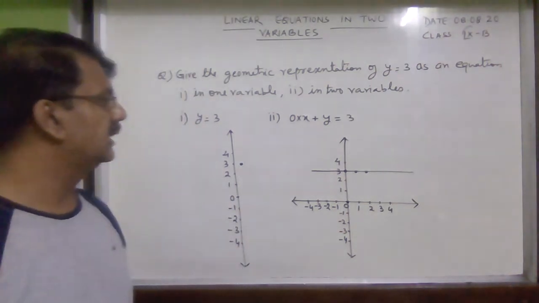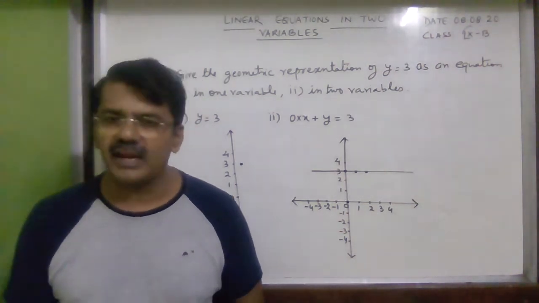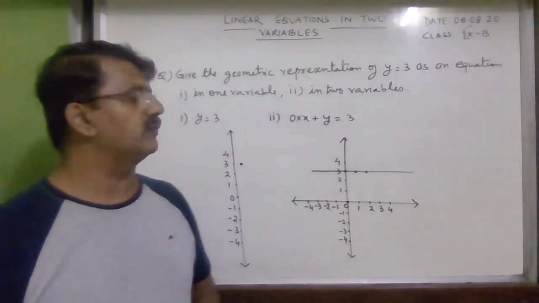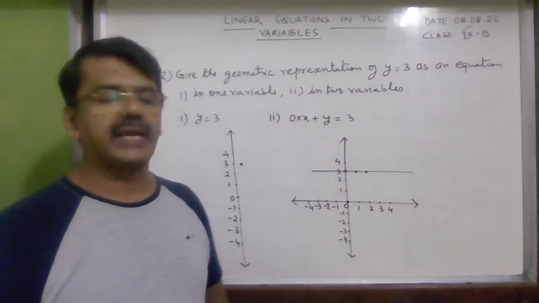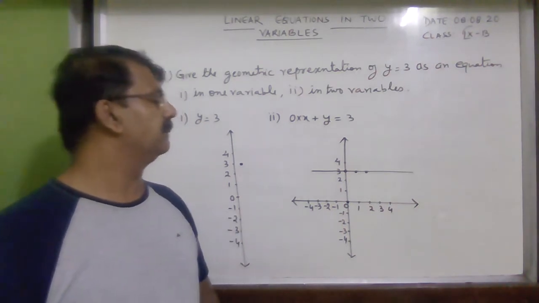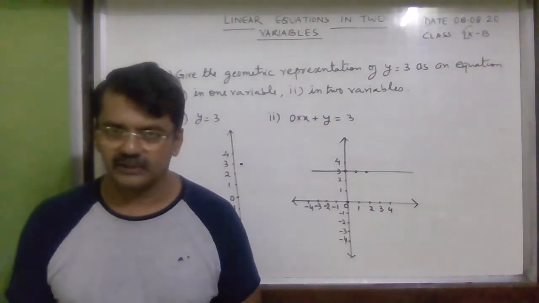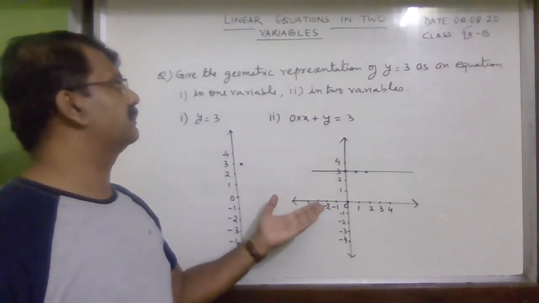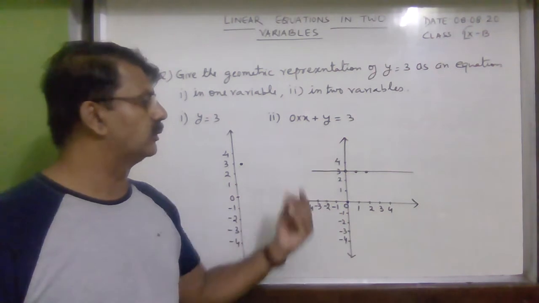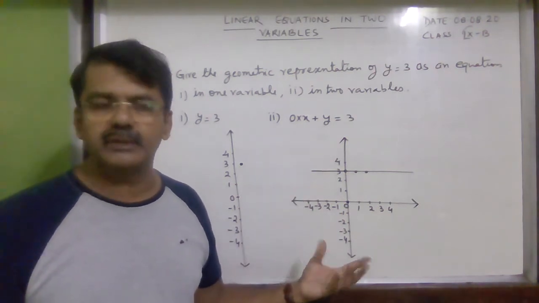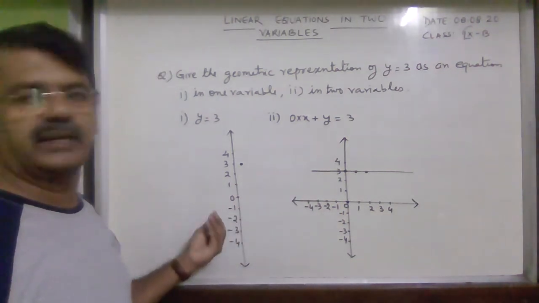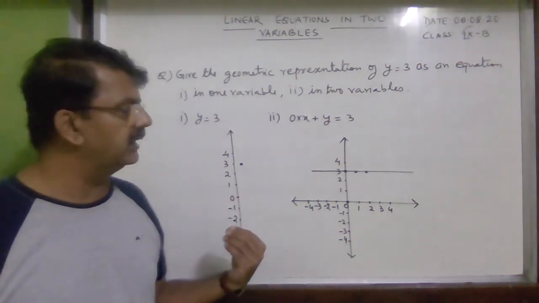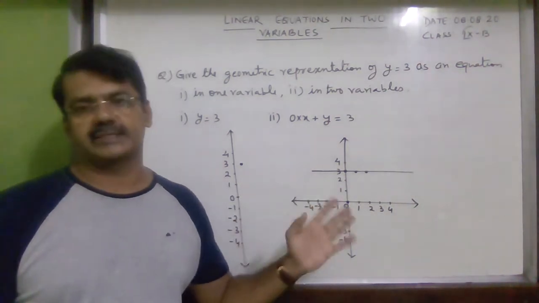As I told you that whenever a line is parallel to x-axis, it is of the form y is equal to a, where a is the distance of the line from the origin. So this is the geometrical representation of the line of the equation in two variables, and this is in one variable, because here we have taken only y as the variable, but here both x and y.